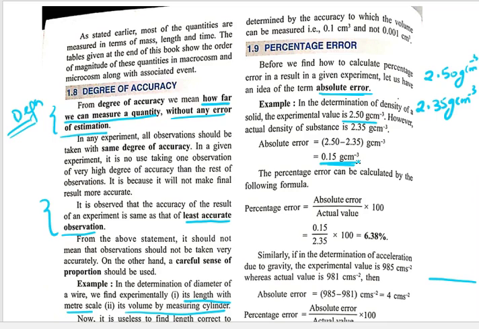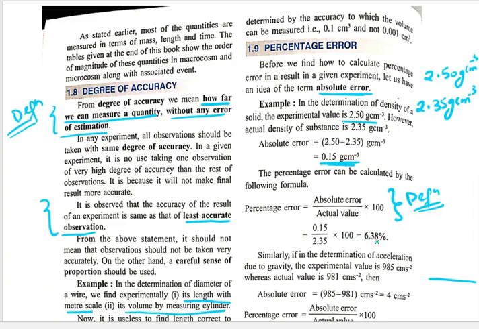So after calculating the absolute error, then only we can calculate the percentage error. The percentage error can be calculated by the following formula, which you have to write in your copy. Okay, so percentage error is absolute error divided by actual value into 100. Absolute error was 0.15, whereas the actual value was 2.35, into 100. So you will get the required percentage.